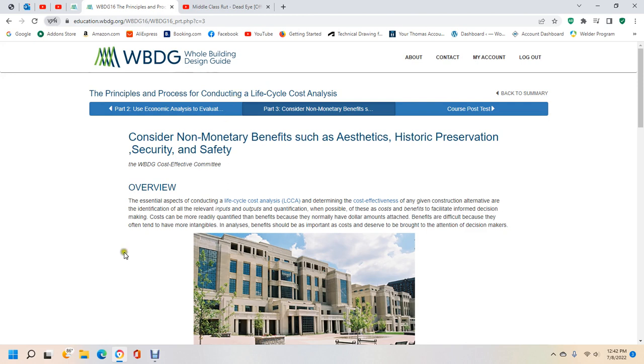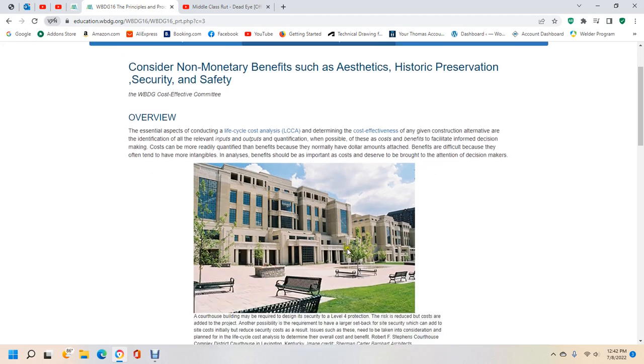Costs are readily quantified because they normally have dollar amounts attached. Benefits are more difficult because they often tend to be more intangible in analysis. Benefits should be considered as important as cost, and should be brought to the attention of the decision makers.